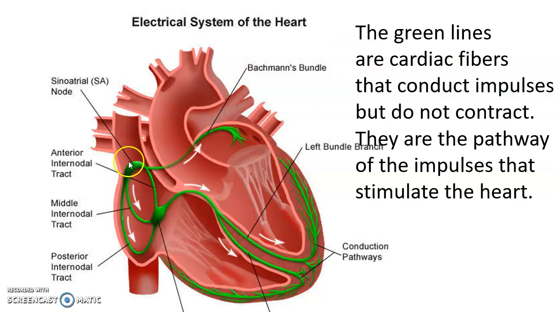They show the pathway. This is the SA node. This is the AV node. The label is gone, but it's called AV node. It stands for atrioventricular. Sinoatrial node and atrioventricular node. Those are the only two you need to label. Then you just need to understand the direction.